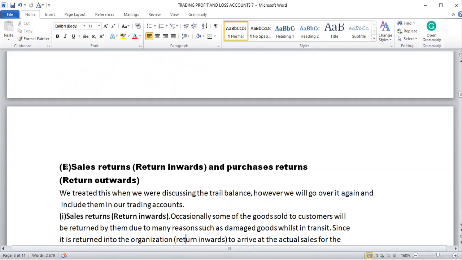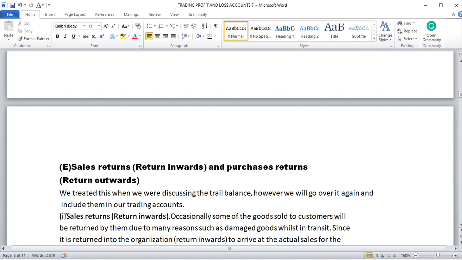Let us add more. Now we come to E. What is the meaning of sales returns? That is return inwards. And purchases return is return outwards. We treated this when we were discussing the trial balance. However, we will go over it again and include them in our trading account. I've made a video for this particular subject, so you can click on the link below to go and watch that video.